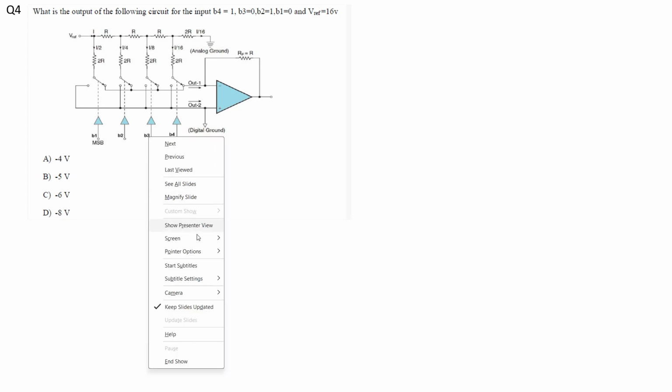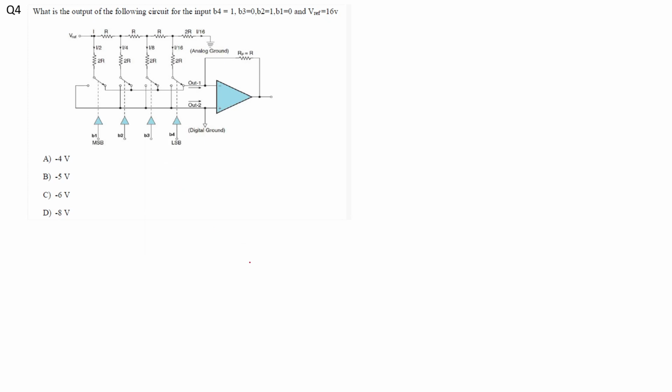So before I proceed, can you just tell me what is this circuit? Yeah, am I audible?